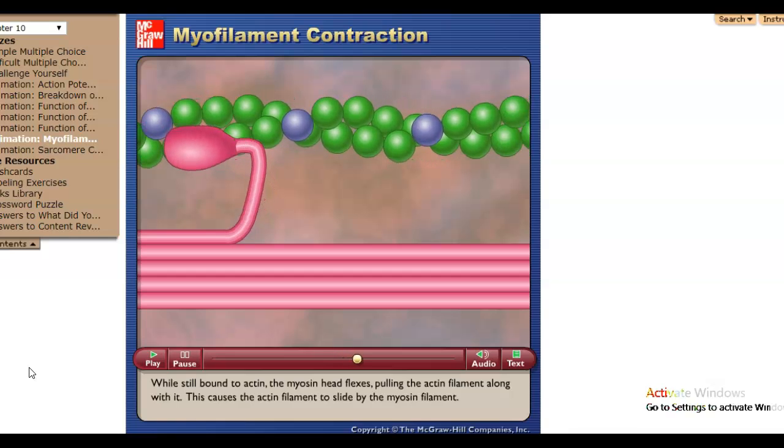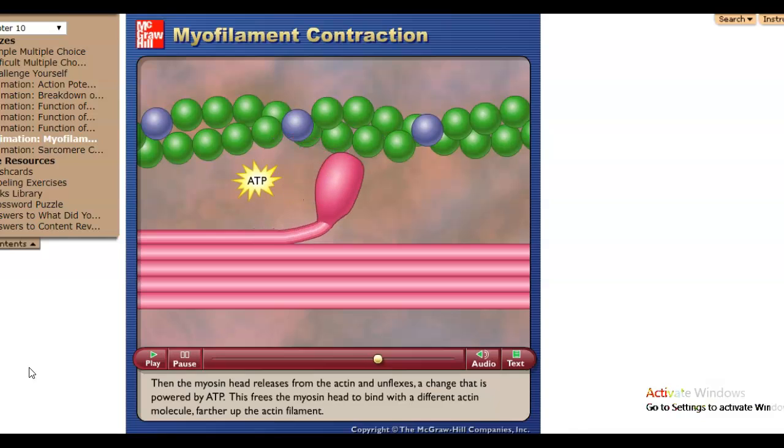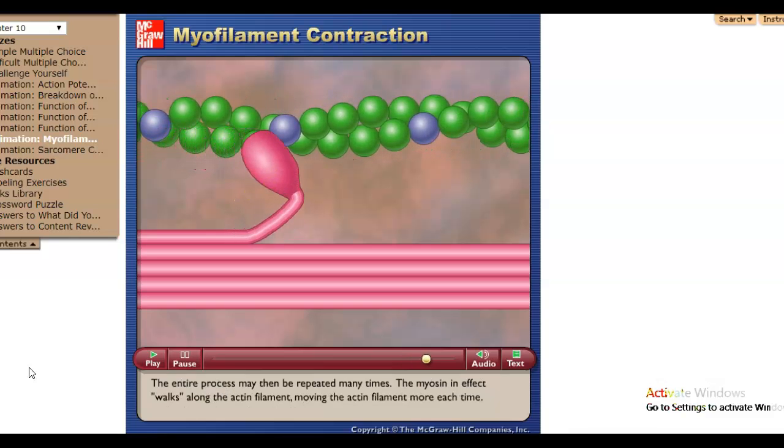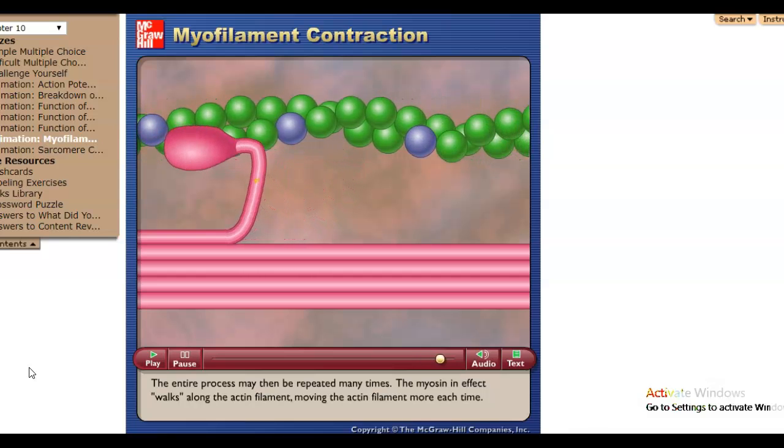This causes the actin filament to slide by the myosin filament. Then the myosin head releases from the actin and unflexes, a change that is powered by ATP. This frees the myosin head to bind with a different actin molecule farther up the actin filament. The entire process may then be repeated many times. The myosin, in effect, walks along the actin filament, moving the actin filament more each time.